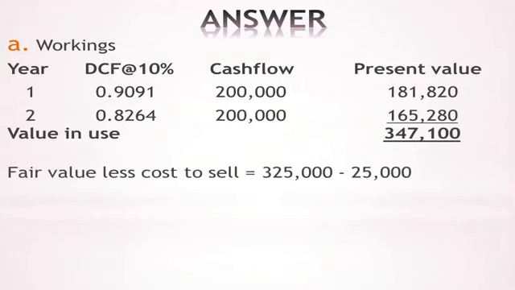Now let's calculate fair value less cost to sell. From the question, our fair value was 325,000. Then we will less the 25,000. So we are going to get fair value less cost to sell to be 300,000 Ghana cedi.